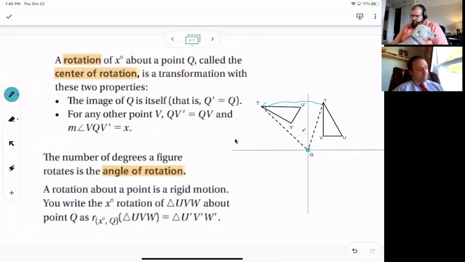Same thing for V. If you spun this 90 degrees around the origin, you'd end up at V prime. And the same thing would be for U. I'm not going to add that because it's going to make the diagram even more messy.